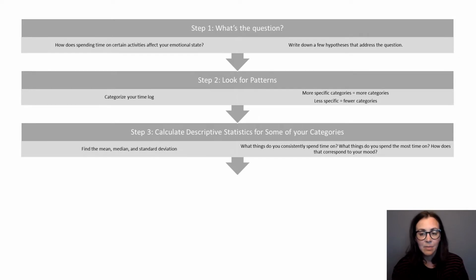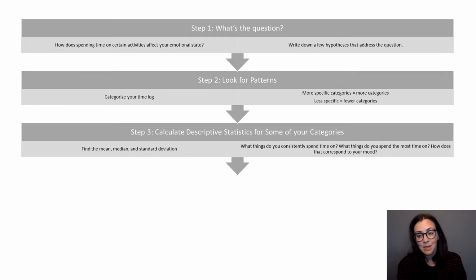Right. It's also helpful to calculate some descriptive statistics for your categories. So you might find the mean, median, and standard deviation for how much time you spend in a given day. So like what's the average amount of time per day you spend on schoolwork? And then you can ask, what things are you consistently spending time on? What things do you spend the most time on? And how does that correspond to your mood?